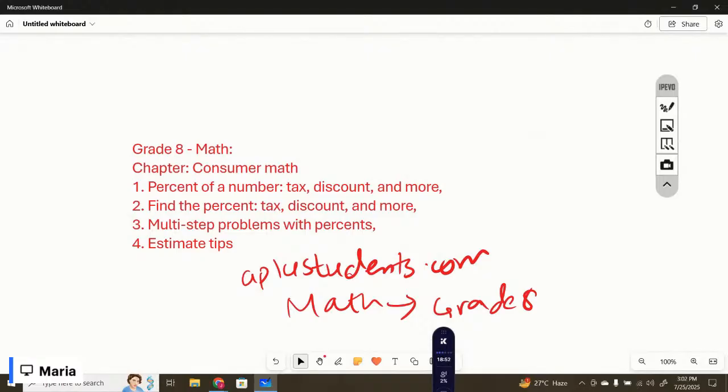There you can find a list of the chapters. We're going to start with the chapter consumer math. The lessons we're going to talk about today are percent of a number, tax, discount and more, find the percent tax discount and more, multi-step word problems, and estimate tips.